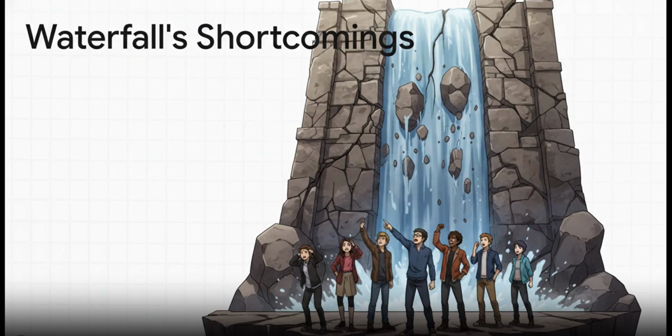And yeah, you can probably guess, this rigid structure had some huge cracks in its foundation. With no way to go back up the waterfall, changing your mind about something or fixing a mistake you made early on became a nightmare. It was so difficult and so expensive. If you found a design flaw during testing, you were in big trouble.